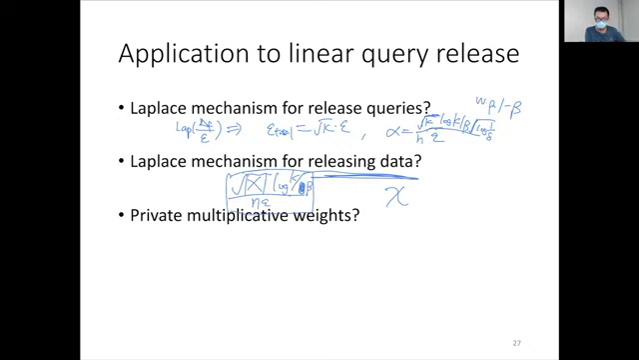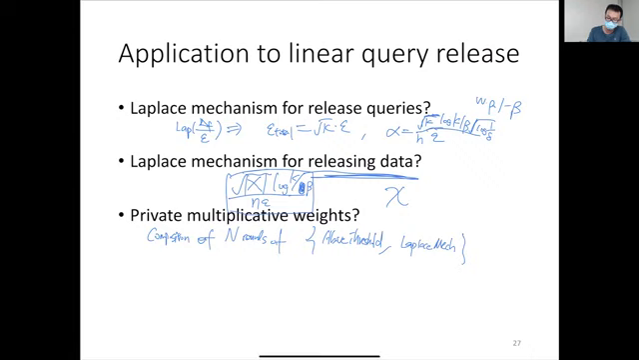And thirdly, can we apply this to private multiplicative weights? Recall that private multiplicative weights is a composition of n rounds, and each round consists of a composition of above threshold and a Laplace mechanism. So this is an adaptive composition of a total of 2n epsilon-DP, or maybe epsilon 0-DP mechanisms. So it really does help us in getting better parameters for private multiplicative weights.